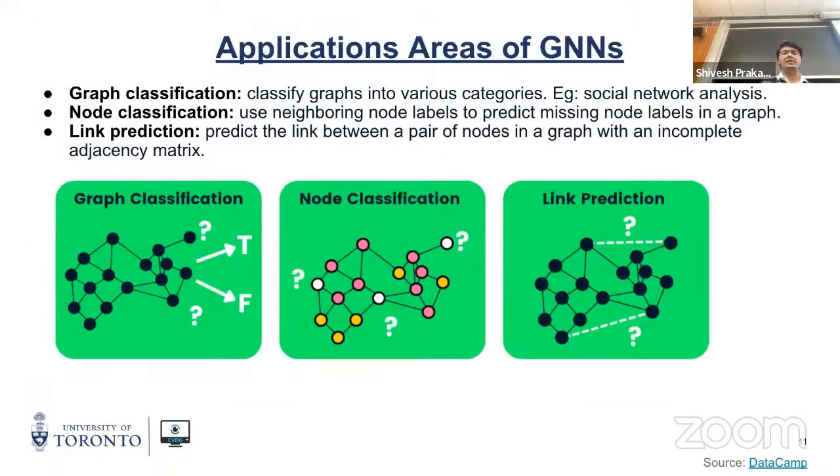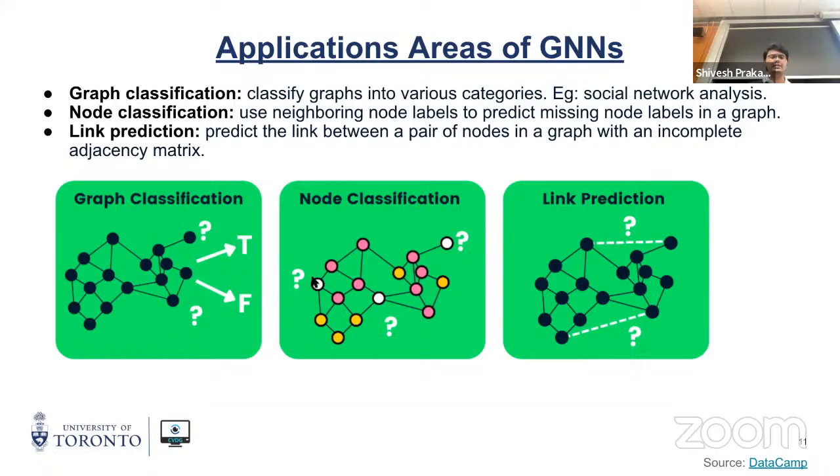Okay, so there are three areas, three ways where you can use GNNs. There are many more, but I'll discuss only three here. First is graph classification, wherein you have to predict the whole graph, like what a particular graph is. An example could be: you have the structure of a molecule, and you want to predict what that particular molecule is.